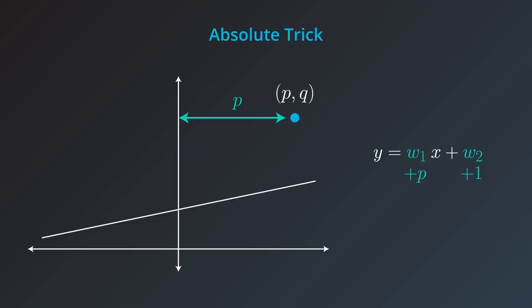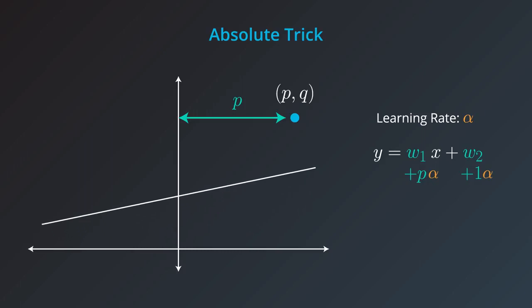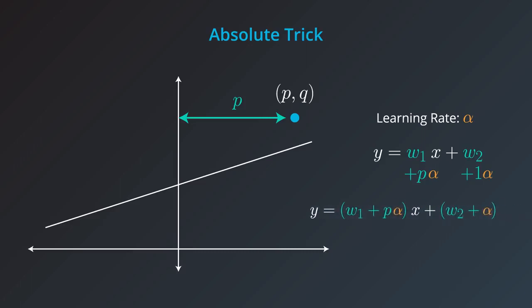So let's take a small number called the learning rate, let's say alpha, and instead of adding 1 to the y-intercept and p to the slope, we will add alpha times 1 to the y-intercept and alpha times p to the slope. Now the line moves up by a little bit and rotates a little bit, so we don't have that risk of going too far. And our new equation is going to be (w1 plus p times alpha) times x plus (w2 plus alpha). So our new slope is w1 plus p times alpha, and our new y-intercept is w2 plus alpha.